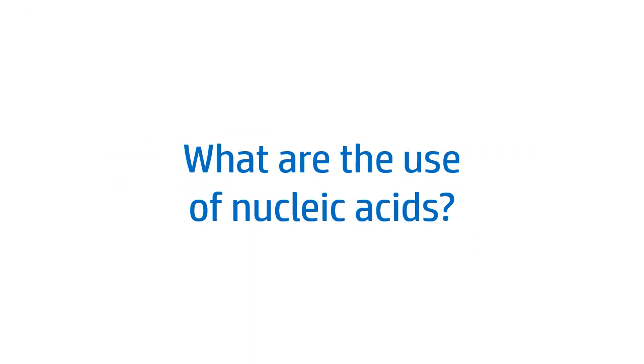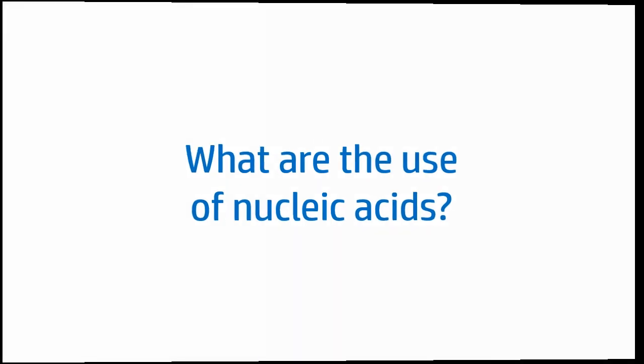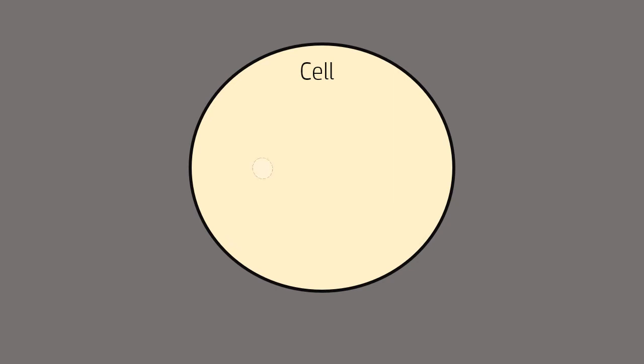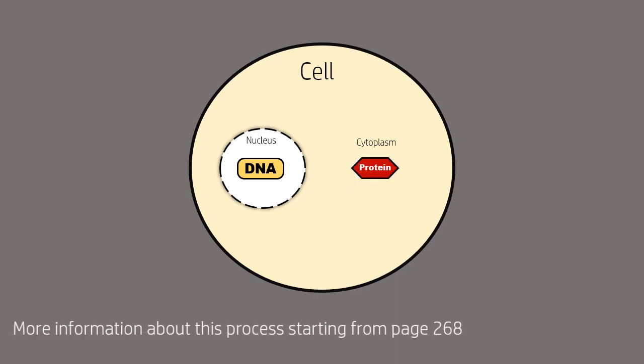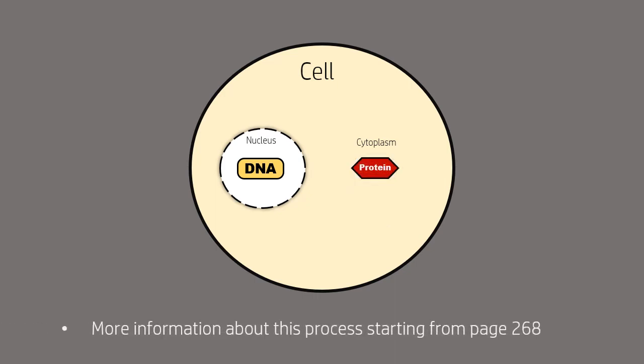What are the uses of nucleic acids in our body? Let's say this is your cell. There's a section called the nucleus, where the DNA is securely kept. When your cell is creating a protein, the code for that protein is copied from the DNA. This copy is an RNA molecule, which is transferred outside the nucleus and into the cytoplasm. The RNA molecule controls how amino acids are arranged to create the needed protein. You can find more information about this in your science textbook starting on page 268.